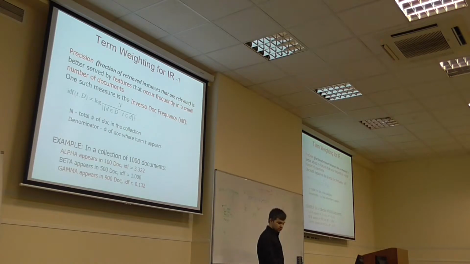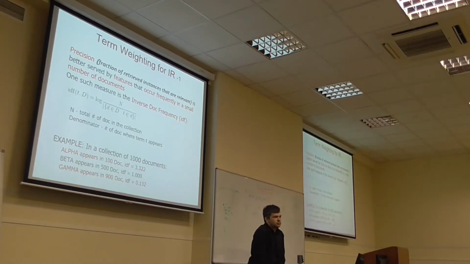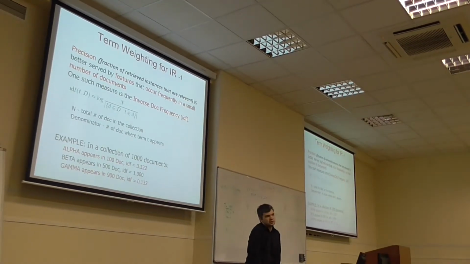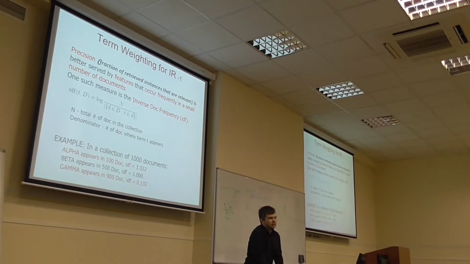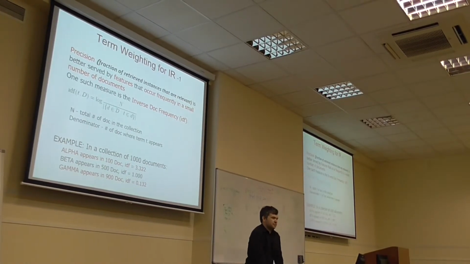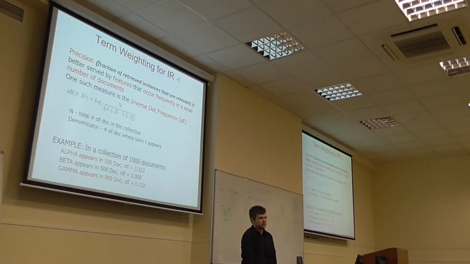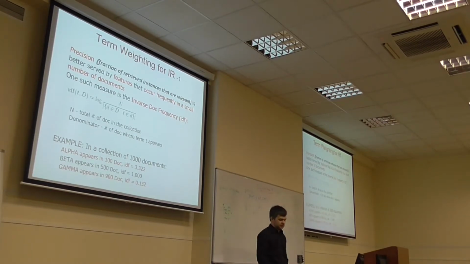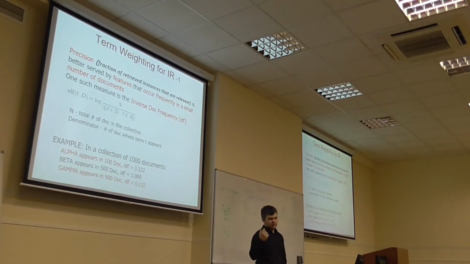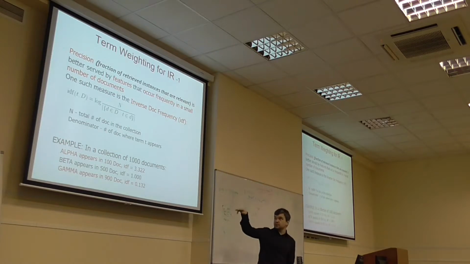Why is it logarithmic? Just to smooth it. They actually use different types of inverse document frequency. Numbers can be quite big, so sometimes it makes sense to make it logarithmic. But whatever, that's not so important. The main thing you need to understand is that it's a proportion between all documents and those where this term appears.